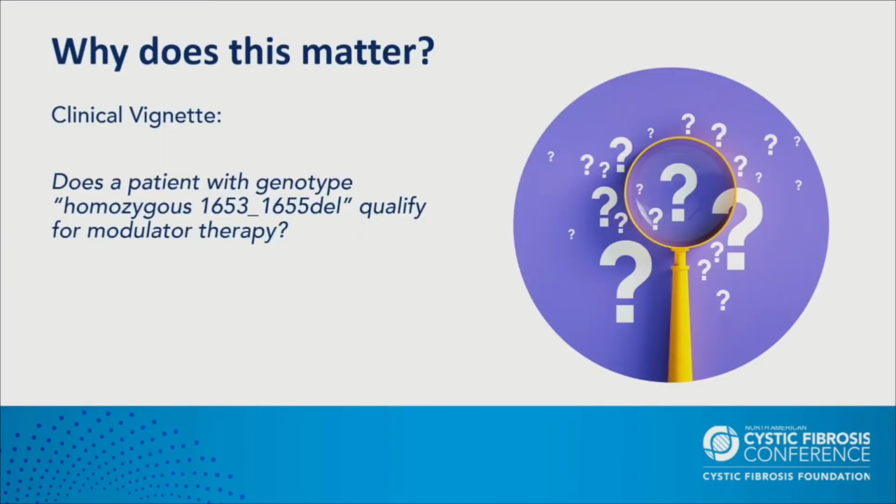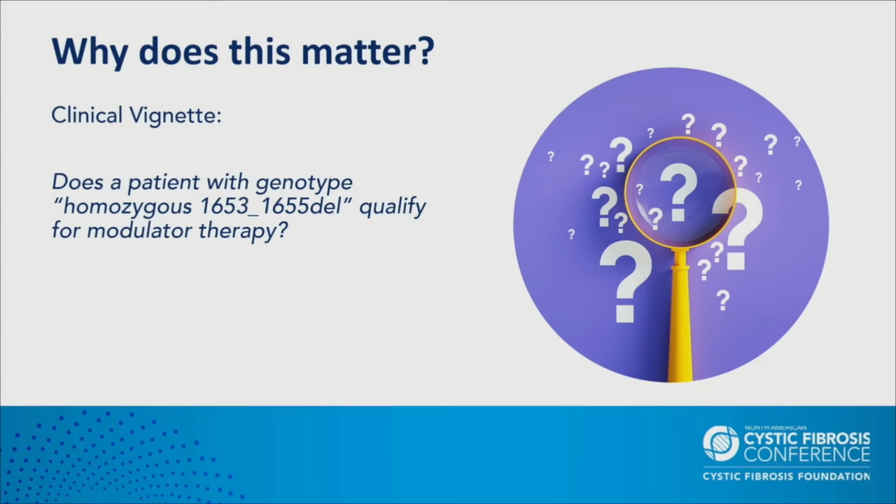So starting out, orienting us to the topic, a mini clinical vignette. Of course, we know in the era of modulator therapy, genotyping every patient is essential for us to determine eligibility. And so a basic question that is encountered with our CF patients is, does this patient qualify for modulator therapy based on their genotype? So here's an example genotype, homozygous 1653 through 1655 del.